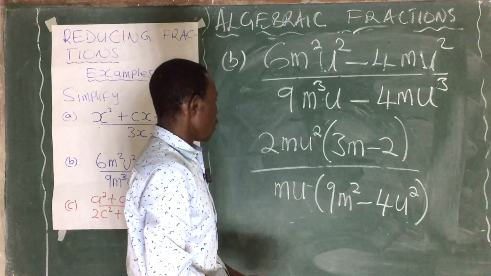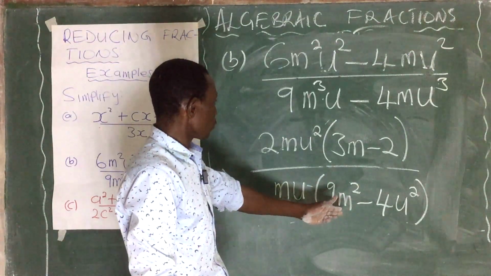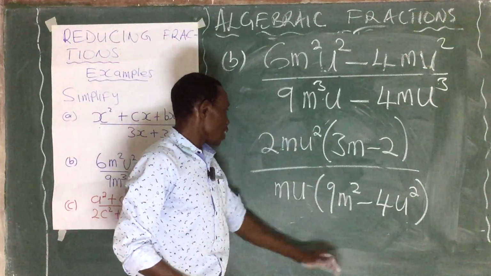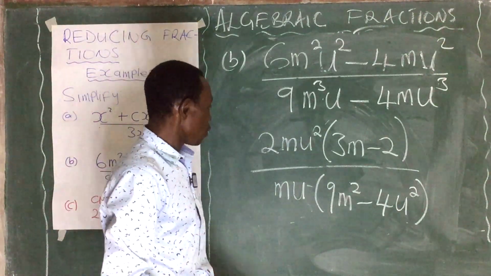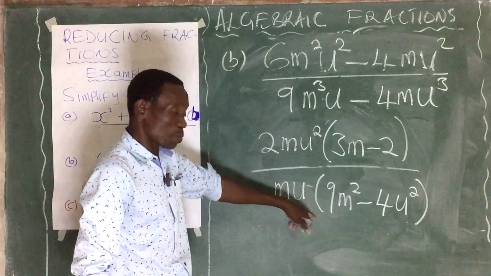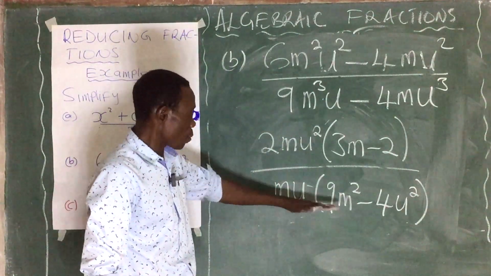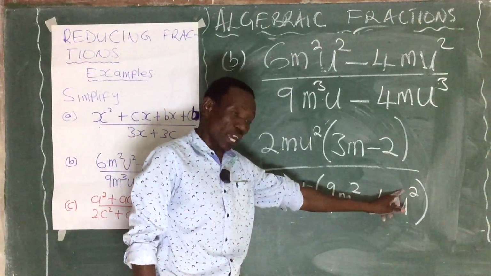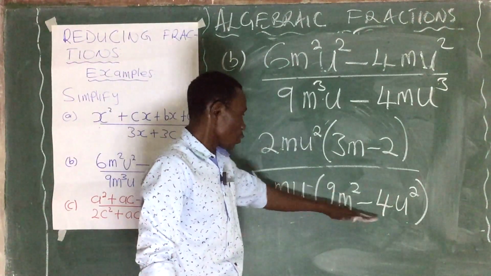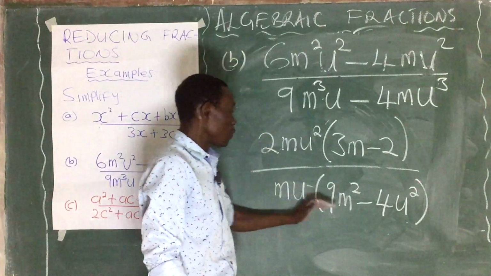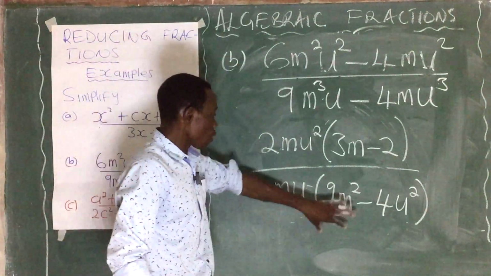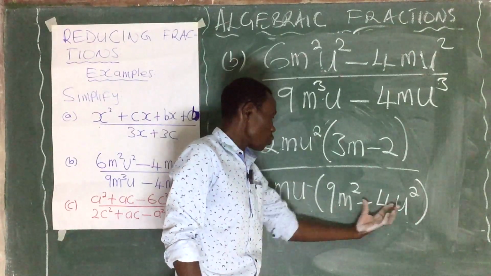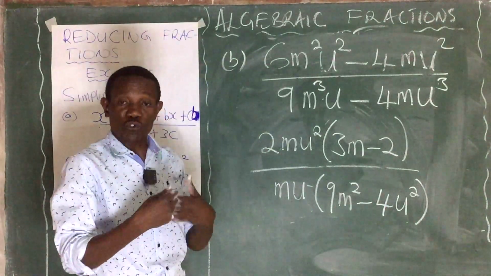So now if I look at this kind of expression, I'll be able to see that there's something else that I can do to this bracketed expression here. Yes, I've divided by the common factor to have 9m squared minus 4u squared. Right. So this expression is incomplete. We can factorize it further. If you look at 9m squared and the negative 4u squared, these two terms are a difference of 2 squares.